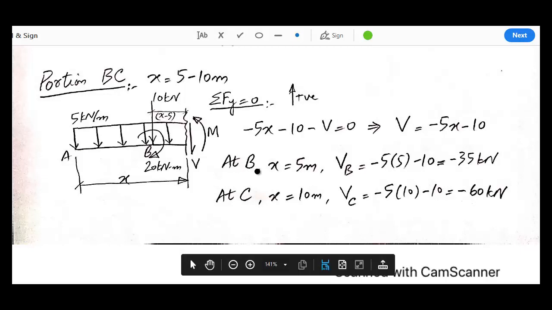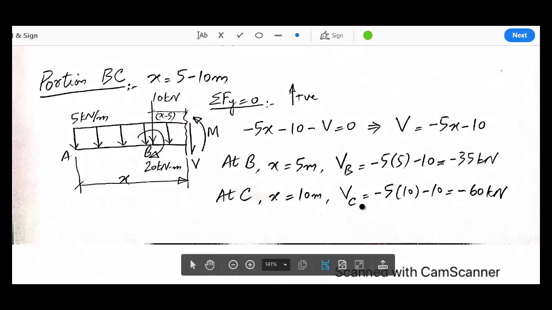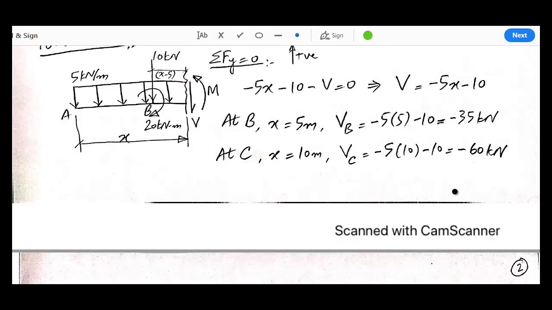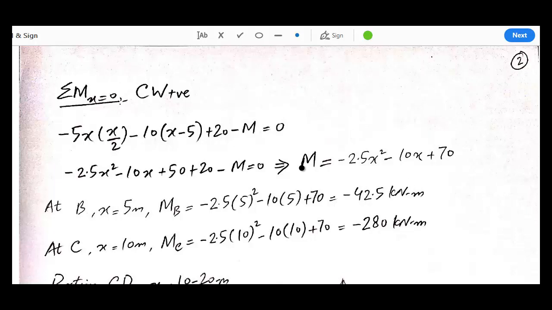At point B, x is 5 meters, and at point C, x is equal to 10 meter. So if we plug in these values in the equation of shear, we get VB equal to minus 35 kilonewton and VC equal to minus 60 kilonewton. So this completes the shear calculation for portion BC. Next is the moment calculation. We'll take clockwise moment as positive.